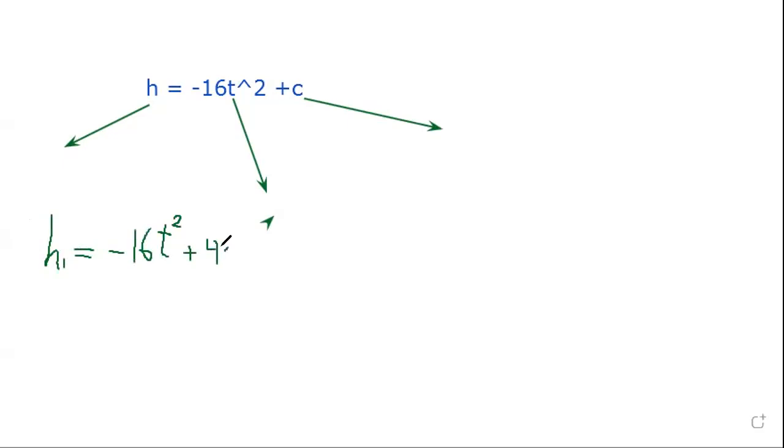Okay, so this is for the first one. What about the second one? H2 of T equals what? It will be negative 16 T squared plus 1,600. Plus 1,600, yes.